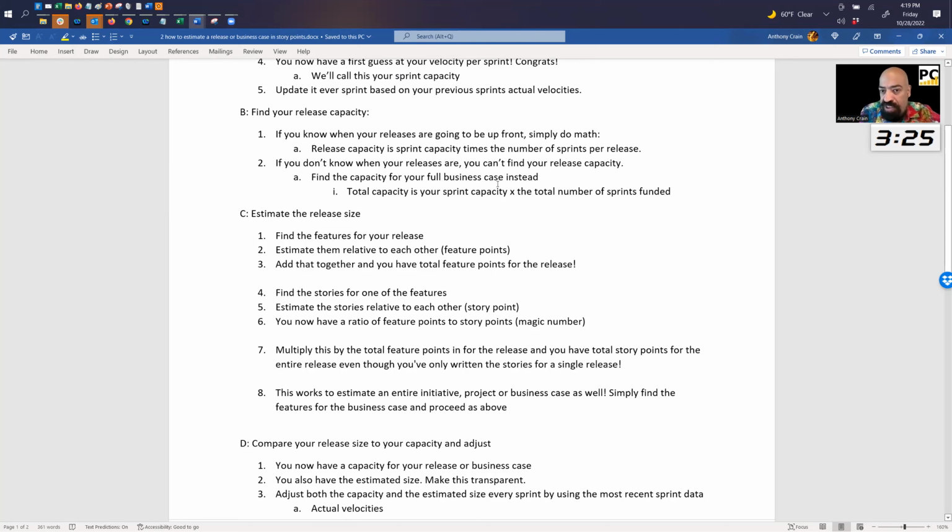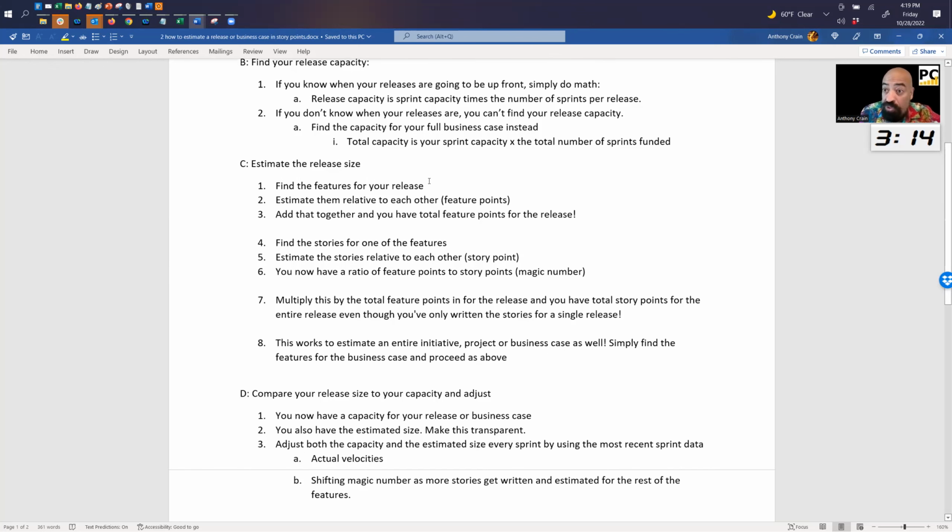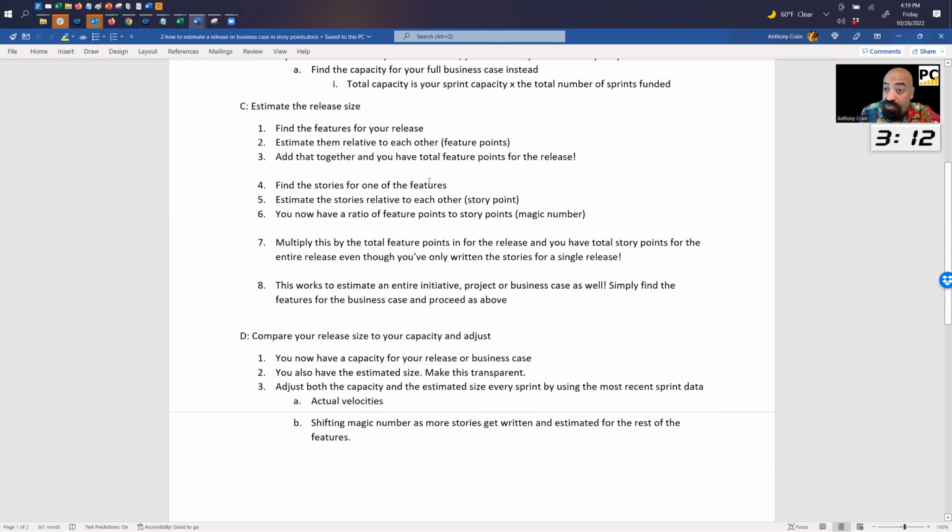There's got to have been a business case that funded this thing. What's the expected time frame on that business case? Use that, and then that'll be your capacity. So whether you use a business case or a known release date coming up, both of those work. You're just doing points times sprints.